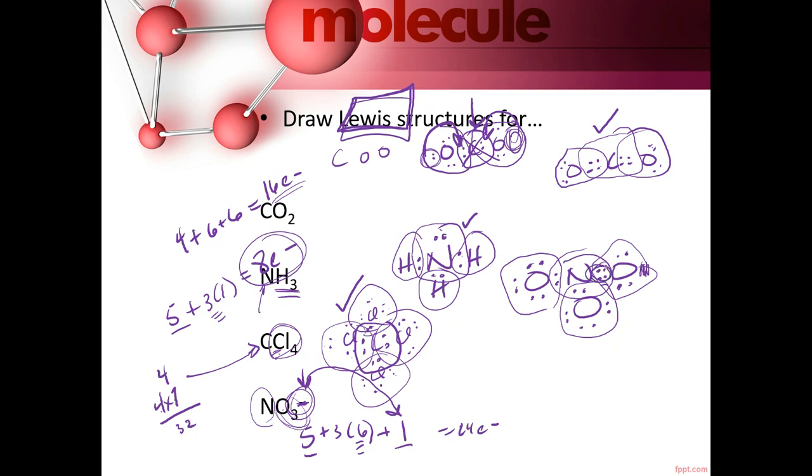This double bond could have gone anywhere. It could have gone here or here or here. We call that resonance, and we'll talk about that on Thursday.